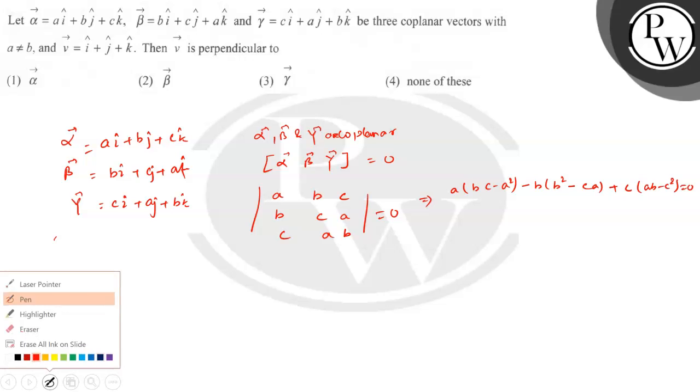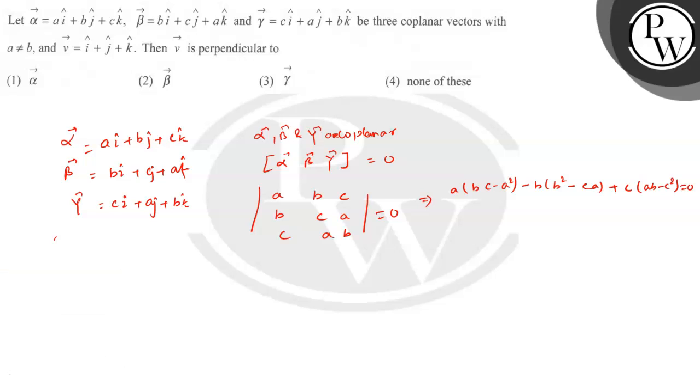Okay, so now if we write all this after combining, we have 3abc equals a cube plus b cube plus c cube. This is using the algebra identity that if a plus b plus c is equal to 0, then a cube plus b cube plus c cube is equal to 3abc. That means it implies a plus b plus c is equal to 0.